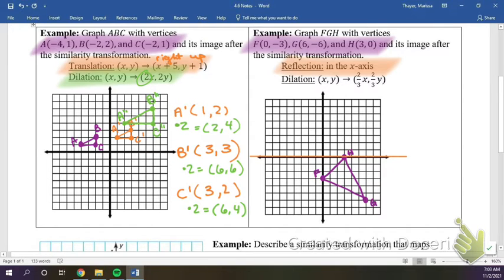The H has nowhere to go, so your new H is going to be right on top of that other H. My F is 3 units away, so I'm going to count 3 units away on the other side of my line of reflection, which is the x-axis. And my G is 6 units away, so I'm going to count 6 units away on the other side of that x-axis and get my new G. Make sure you label, and label with the prime.